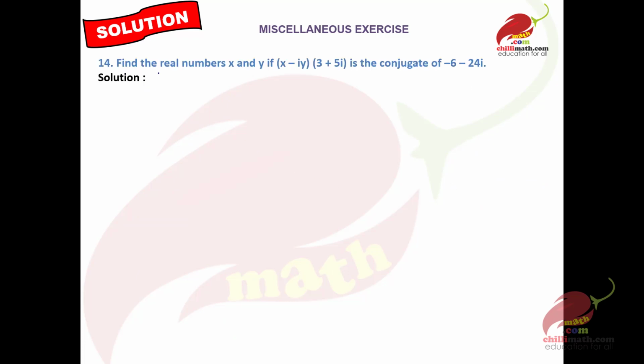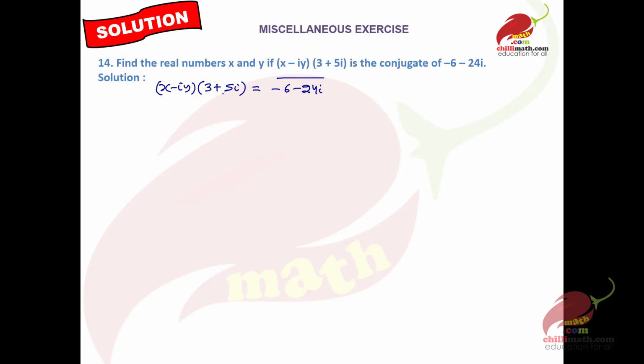14th question: find the real numbers x and y if (x − iy)(3 + 5i) is the conjugate of −6 − 24i. The question says (x − iy)(3 + 5i) is the conjugate of −6 − 24i, that is, it is the conjugate of this.